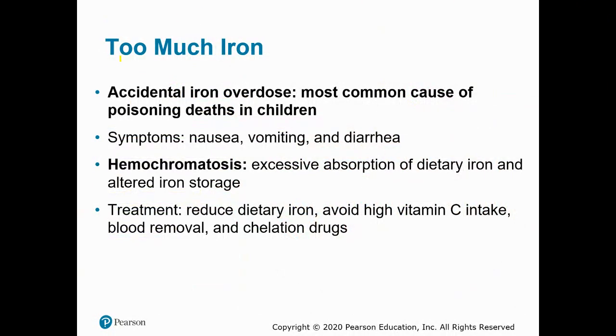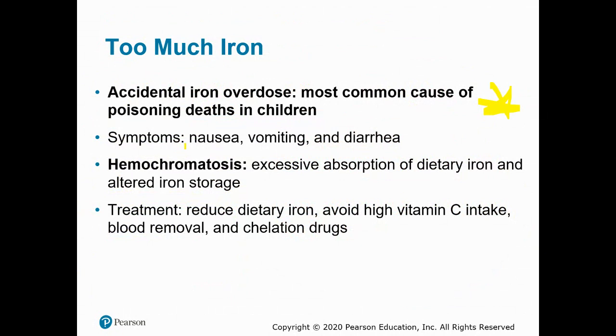Alrighty, what happens if we have too much iron? Again, most likely it's coming from supplementation. It's pretty hard to eat too much iron. Interestingly, one of the most common causes of poisoning deaths in children is accidental iron overdose. Again, that's only going to come from oversupplementation.